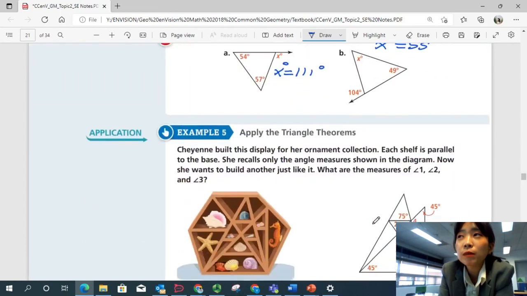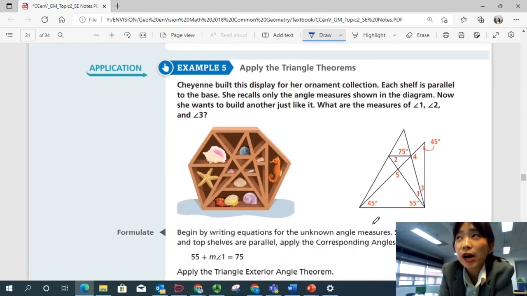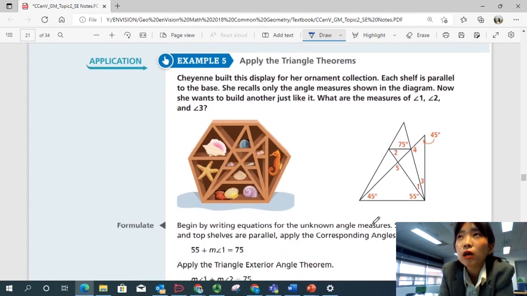All right, moving on to example 5. Apply the triangle theorems. Application. Cheyenne built this display for her ornament collection. Ooh, it looks very intricate. Each shelf is parallel to the base. So if you look at each shelf, the base of each shelf is parallel to the big base on the ground.